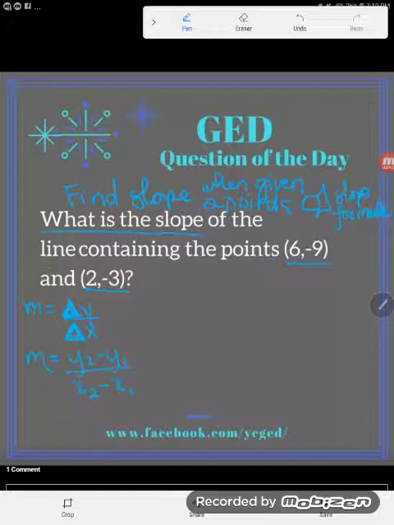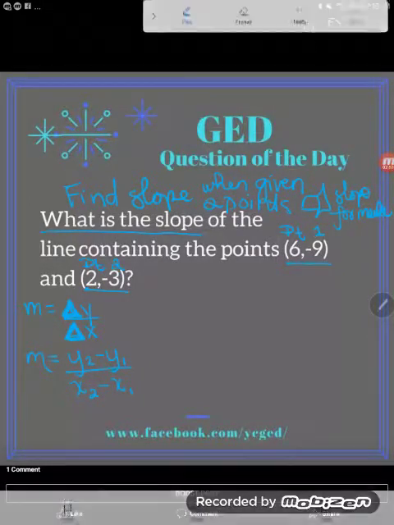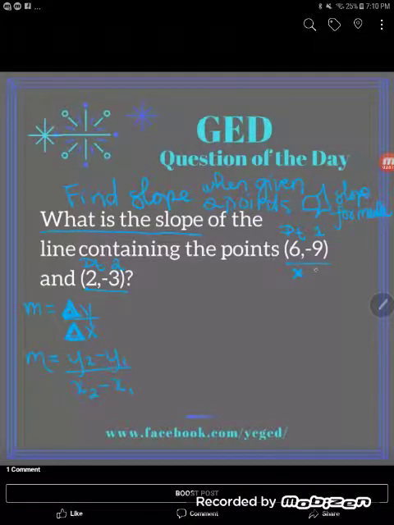So now let's plug into it. Now, I'm just going to go ahead and call this guy point 1. It doesn't really matter which one you call point 1 and which one you call point 2 as long as you stay consistent. But I'm going to call that guy point 1 and that guy point 2. Now remember, the first value in a point is its x value, and the second value is its y. So since this is point 1, this will be x1 and this will be y1. And since this is point 2, this will be x2 and this will be y2.